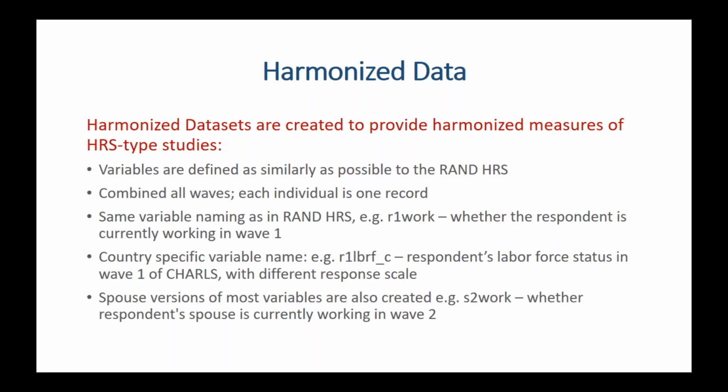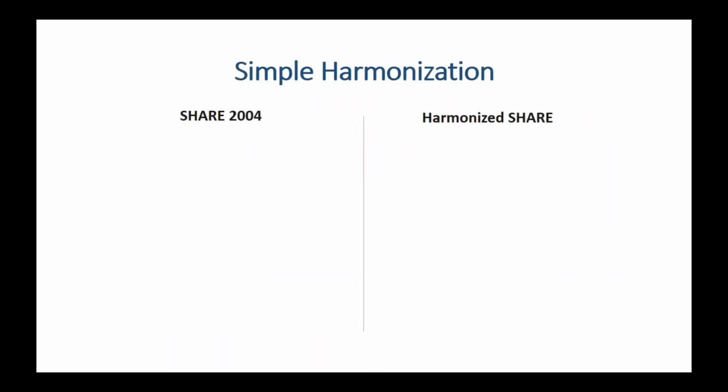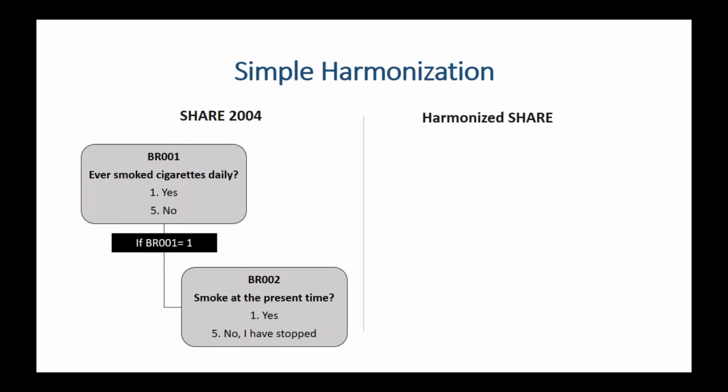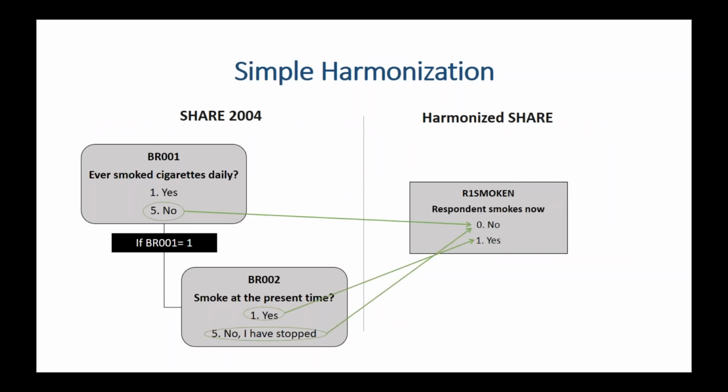We also produce spouse versions of most variables. For instance, a variable like S2WORK is whether the respondent's spouse is currently working in wave 2. This is really helpful if you want to look at family effects, because both the respondent and the spouse are interviewed, but sometimes that means you have to go through an extra step of spouse matching, and we've already done that work for you. So just very user-friendly. One of the other things that we do in harmonization is we account for survey skip patterns. So for instance, you can see here in a very simple example, perhaps we wanted to make a variable about whether the respondent smokes now.